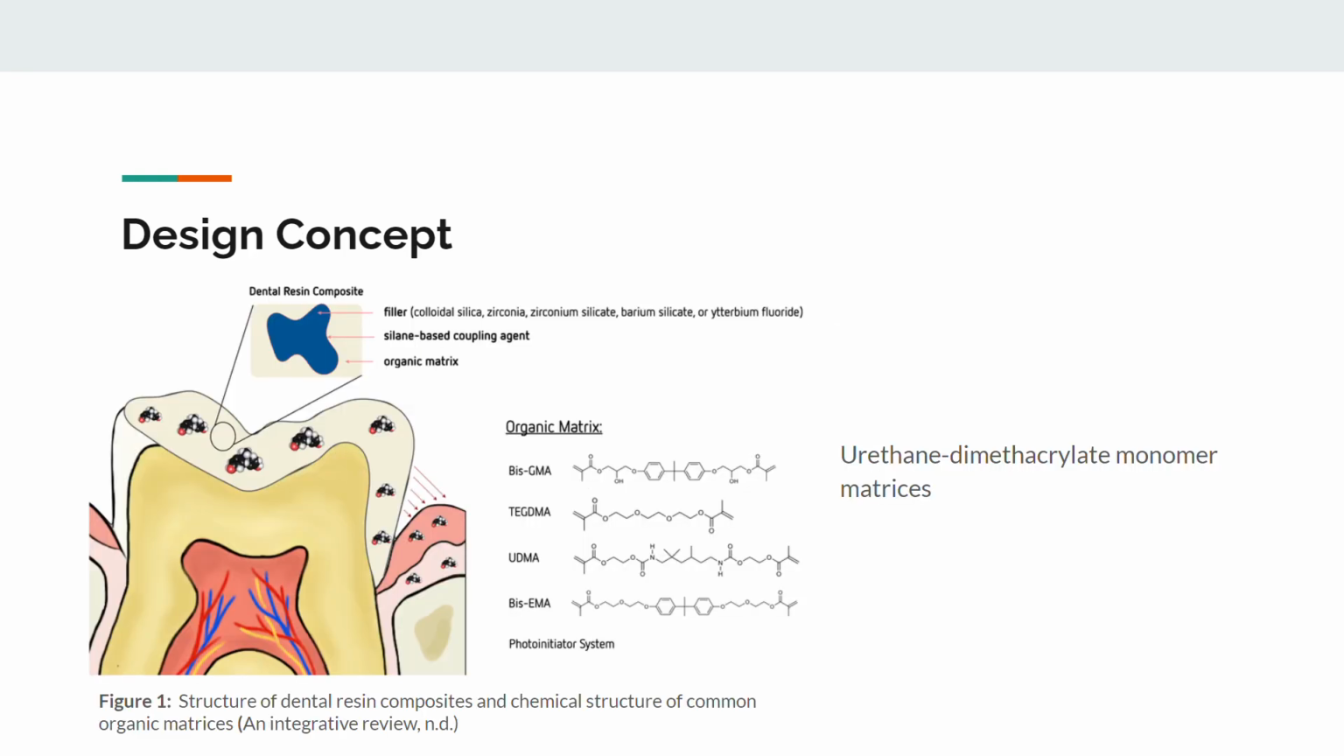Dental composites are used to replace the structure of missing tooth material. This can be in the form of cavity fillings or implants. Dental composite resins are composed of an organic polymer matrix, inorganic filler particles, coupling agents, and an initiator-accelerator system. Some common organic matrix materials include bis-TMA, PEG-DMA, UDMA, and bis-EMA. For this presentation, the focus will be placed on UDMA, or urethane dimethylacrylate matrices.